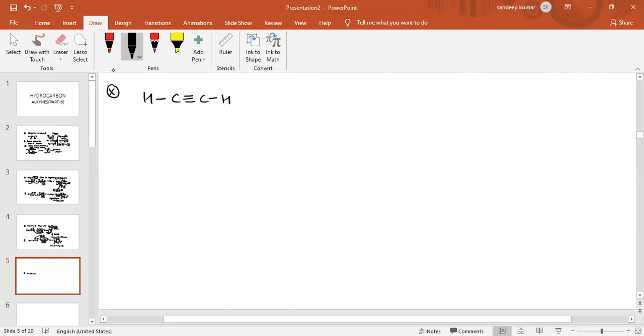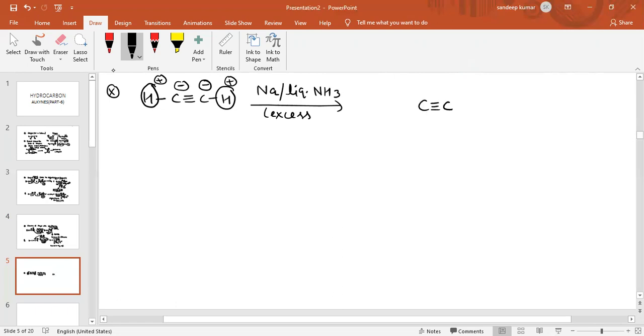Now in this case we are taking sodium and liquid ammonia in excess. So what happens when we take this in excess? There is one acidic hydrogen, this one. Also there is one more acidic hydrogen. Now these two acidic hydrogens will be replaced by sodium. So we can say in this case, C≡C with negative charge on this carbon atom and negative charge on this carbon atom. So sodium will attach with positive charge and also sodium will attach with positive charge.